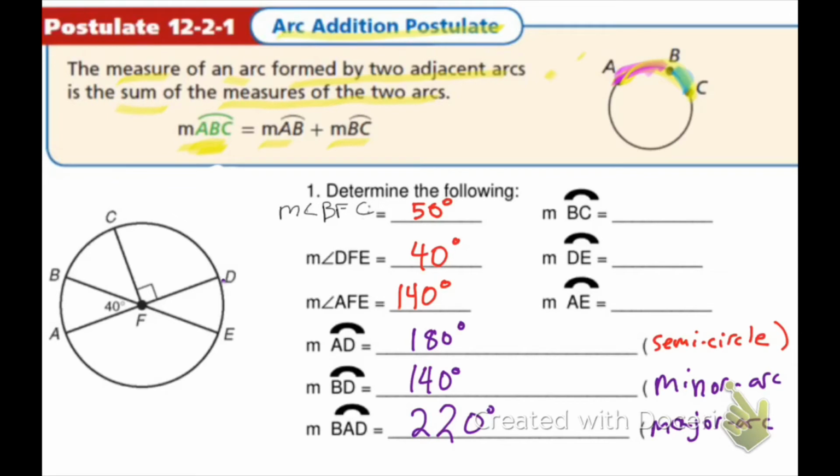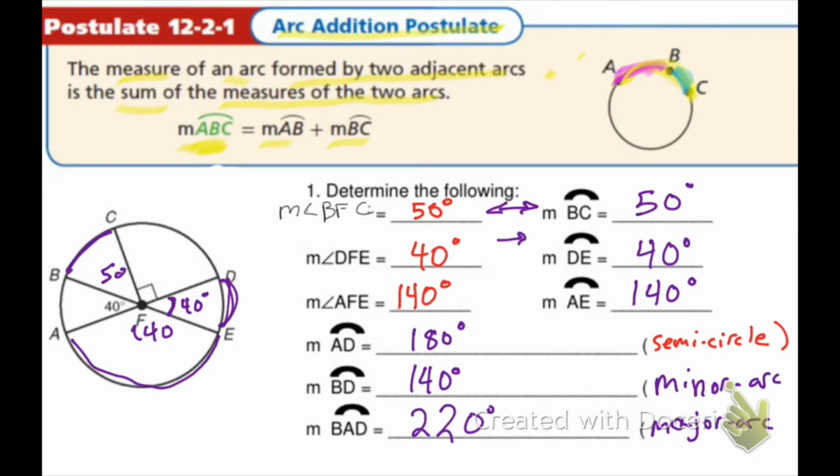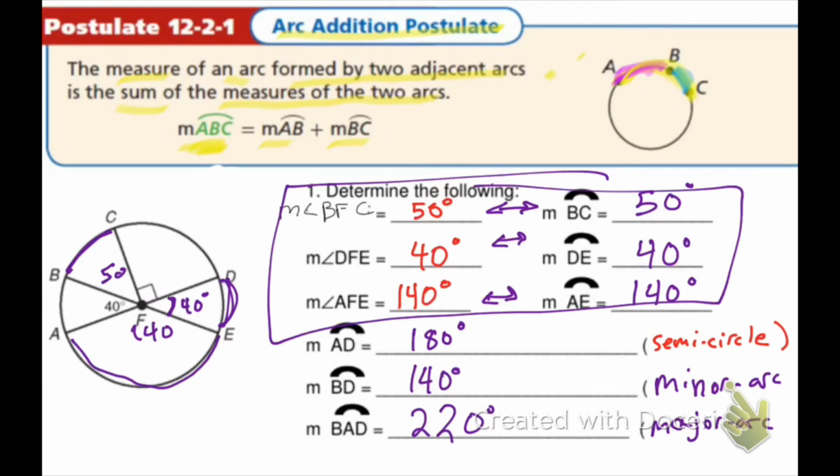Now let's look at BC, or arc BC, this one right here. Well, the central angle is 50, so the arc is 50 degrees as well. Also a minor arc. DE, that's 40 degrees, because the central angle is 40. And then AE, A to E, well, it's also going to be 140 degrees because the central angle here is 140. So you see the relationship, they're all equal because those are the arcs that correspond to the central angle.